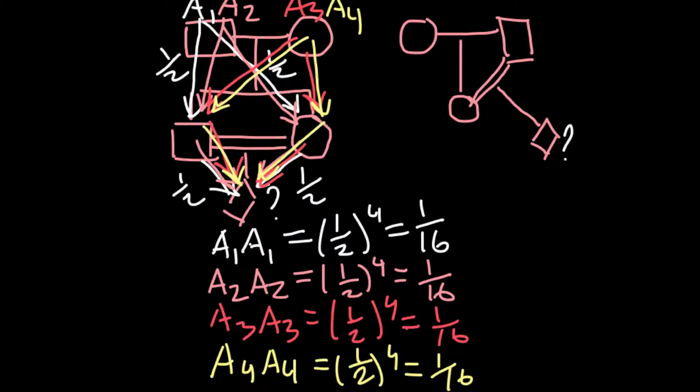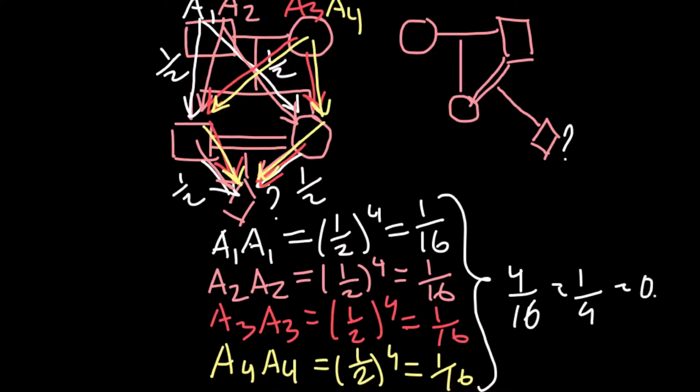4/16 or 1 quarter, or we also can say 0.25 as a decimal number, or if you need the answer in percentage form, the answer would be 25%. And this is going to be the inbreeding coefficient of this person.